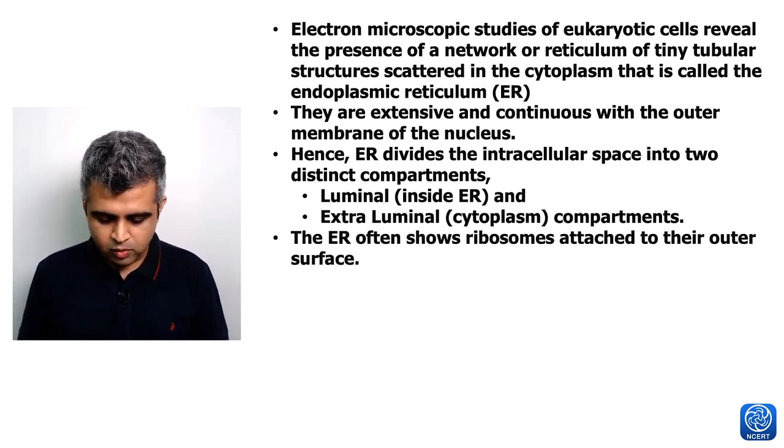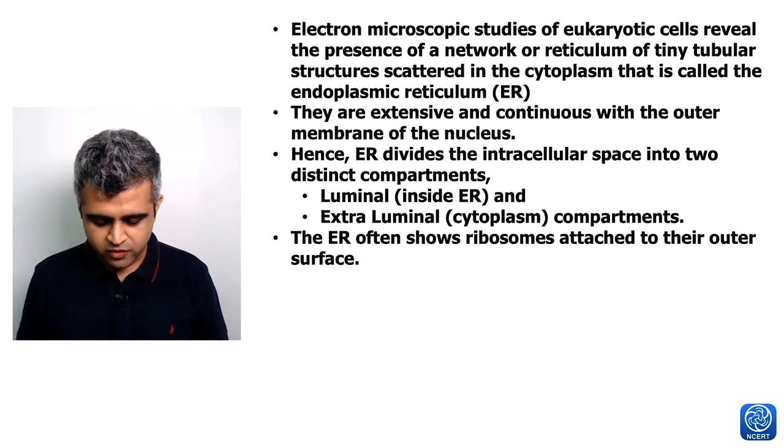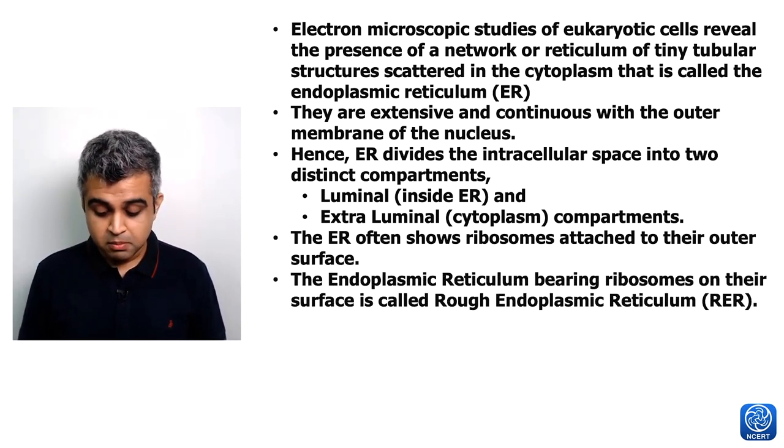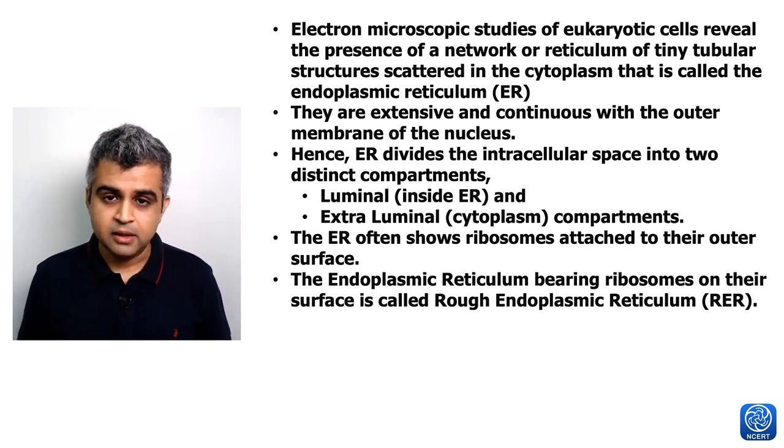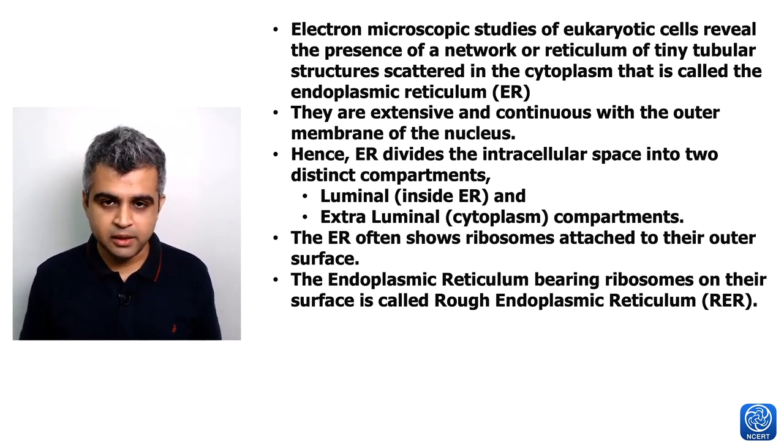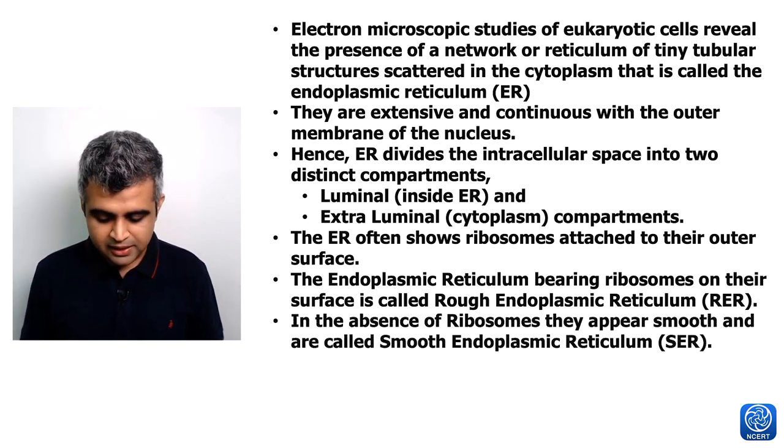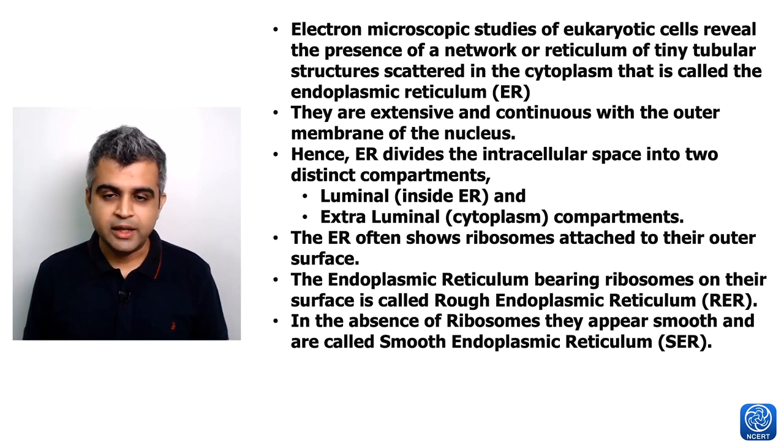The endoplasmic reticulum often shows ribosomes attached to their outer surface. The endoplasmic reticulum bearing the ribosomes on their surface is called rough endoplasmic reticulum, and its short form is RER, which is given in the textbook and can also be asked to you in the same short form manner in the exam. So RER is rough endoplasmic reticulum. At the same time, in the absence of ribosomes, they appear smooth and are called smooth endoplasmic reticulum. So that is SER. So ER, endoplasmic reticulum, can be RER, rough endoplasmic reticulum, or it can be SER, which is smooth endoplasmic reticulum.